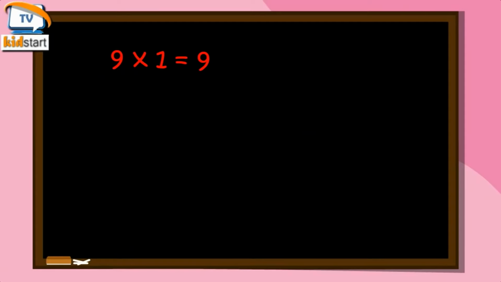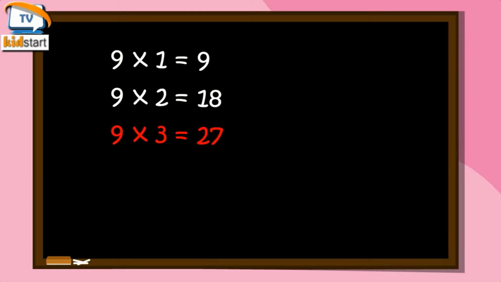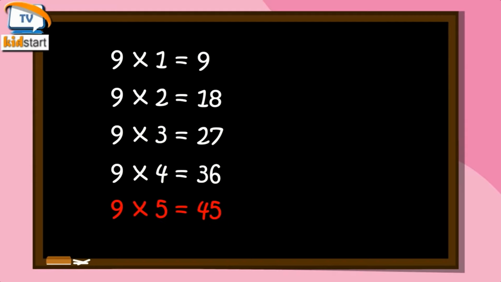9 ones are 9. 9 twos are 18. 9 threes are 27. 9 fours are 36. 9 fives are 45.